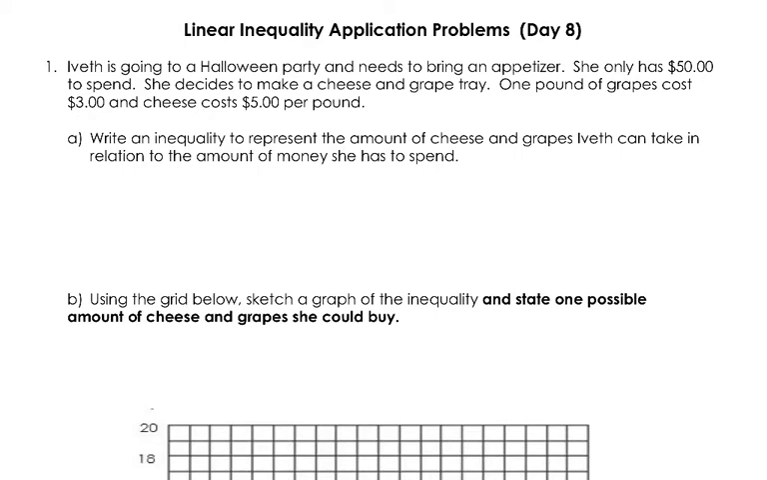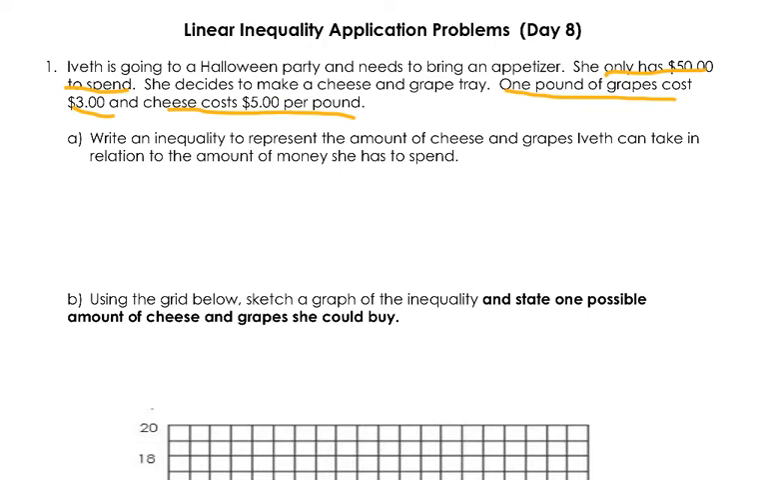I'm going to read it again. This time we're going to be underlining. Yvette is going to a Halloween party and needs to bring an appetizer. She only has $50 to spend. She decides to make a cheese and grape tray. 1 pound of grapes costs $3 and cheese costs $5 per pound.